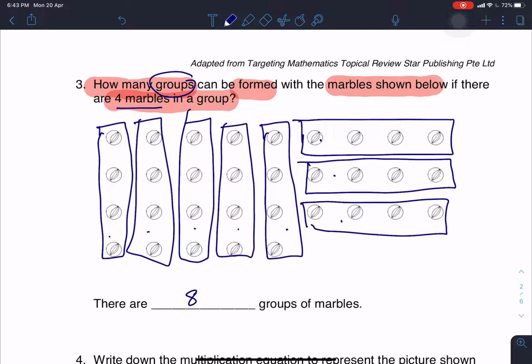We can also do it in a way where I count and there are 32 marbles. I divide them into 4 marbles in a group, so I get 8 groups of marbles.